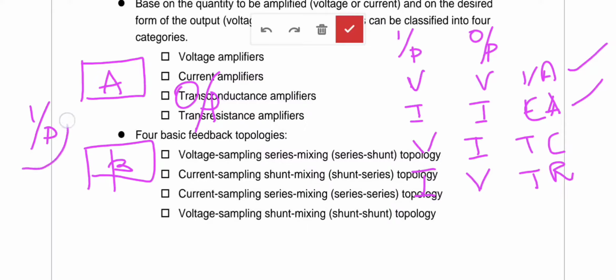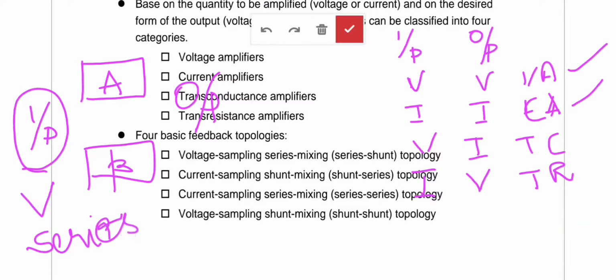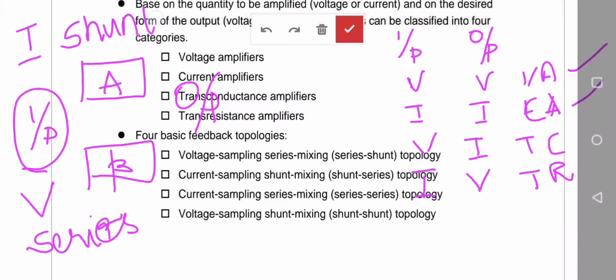So whenever the input is voltage, the type of mixing that happens at the input is known as series mixing. And if input is current, the type of mixing that happens at the input is known as parallel mixing or shunt mixing. What we are doing at the input is known as mixing. The original signal will be mixed with the feedback signal. So if it is voltage, then it is series mixing. If it is current, then it is shunt mixing.